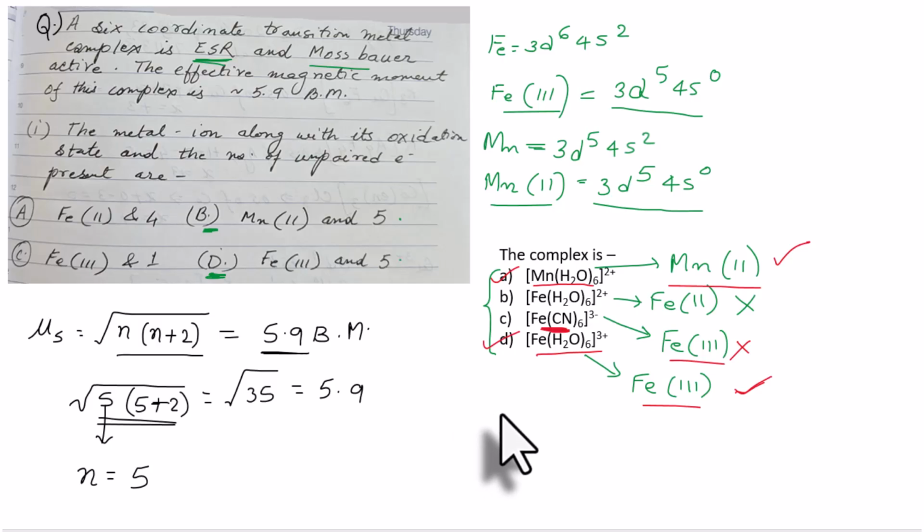Fe should be the correct answer because it is studied through both methods. It is ESR active as well as Mossbauer active, although Mn in the plus 2 state is also active for ESR and Mossbauer, but it is exclusively studied only through ESR methods because of its very clearly visible 5 unpaired electrons. I hope this explanation is clear. It is a tricky question and we have to deal with it in a certain way. So hope it is helpful and thank you so much.